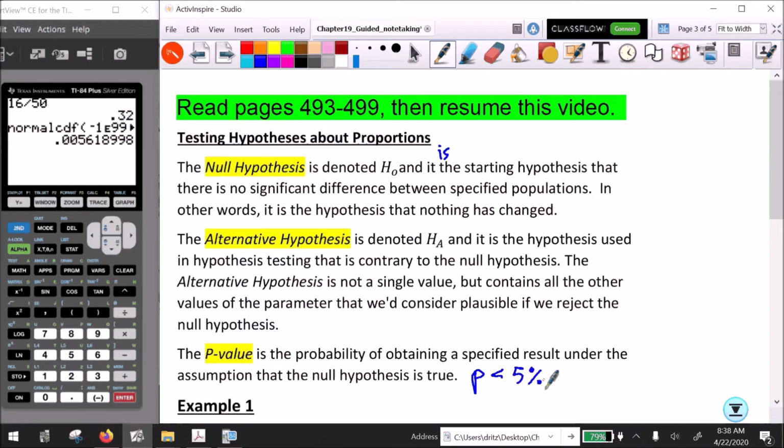That level of 5% is sometimes called the significance level or the alpha of the experiment, and we'll get into that later in this chapter. Alright, let's take a look at our first example.